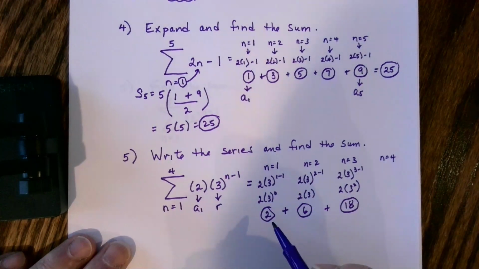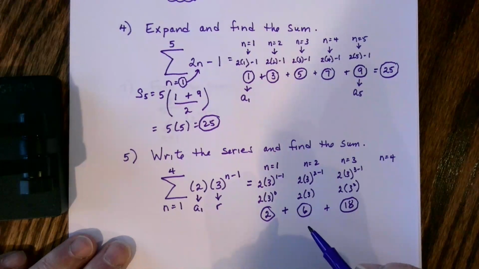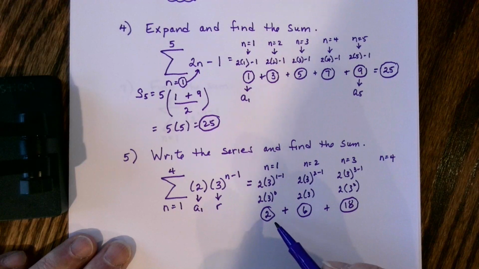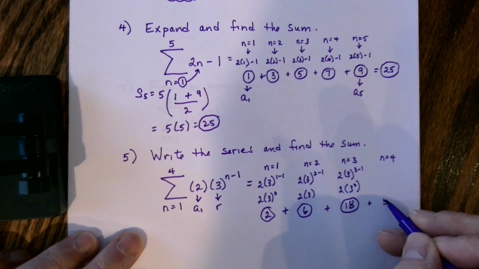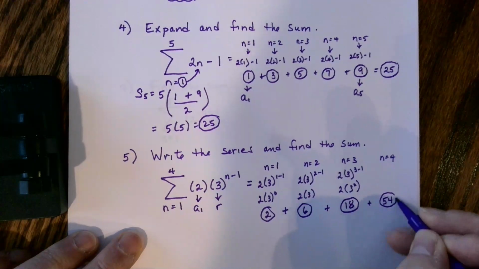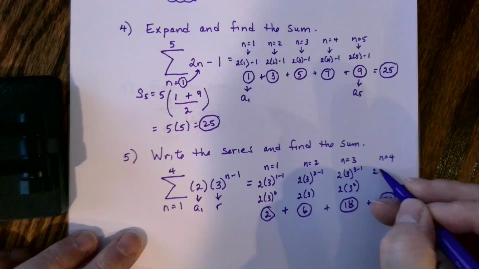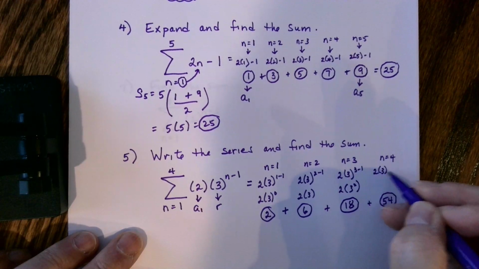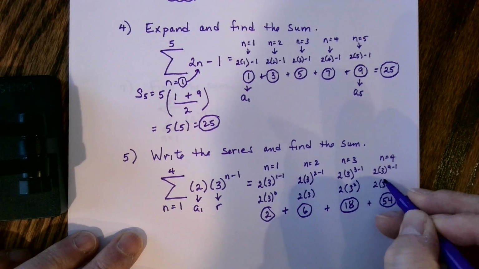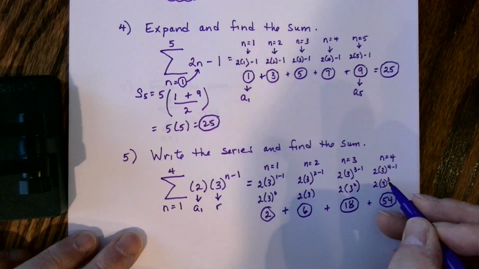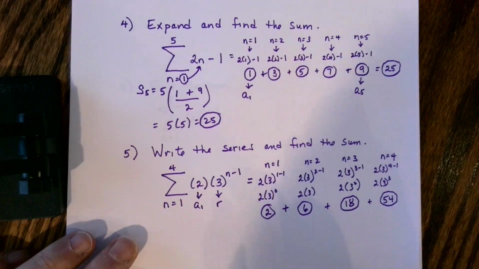And I'm starting once again to identify a pattern. However, this is a geometric series, so we're multiplying by 3. So my guess for my next term is going to be 54, because 18 times 3 is 54. Let's see if that's true. 2 times 3 raised to the 4 minus 1 power will give me 2 times 3 to the 3rd power. 3 to the 3rd power is 27, and 2 times 27 is in fact 54.